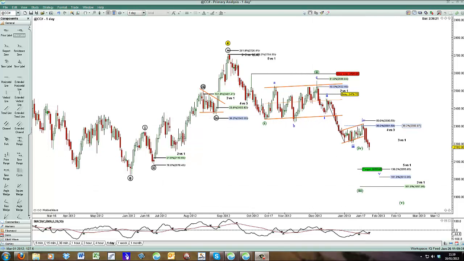And furthermore, the wave C, which is the end of the third wave of the correction there, you can see finishing at just short of the 61.8 retracement of green wave 1 down, which again is a nice confirming price action.